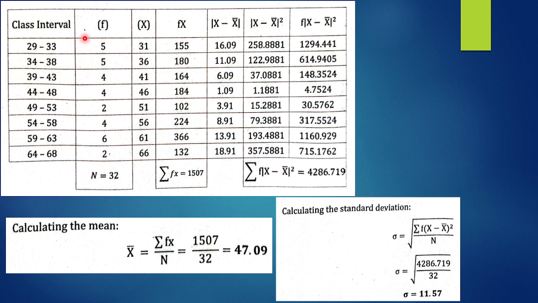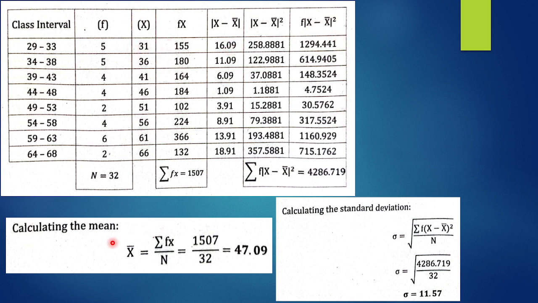Okay? So these are the frequencies. The total number of frequencies is 32. The class mark, you already know how to get it: 31, then this one 66. Suppose we add another class here, it should be 69 to 73, so the class mark will be 71. Okay? And then for the f of x, same.